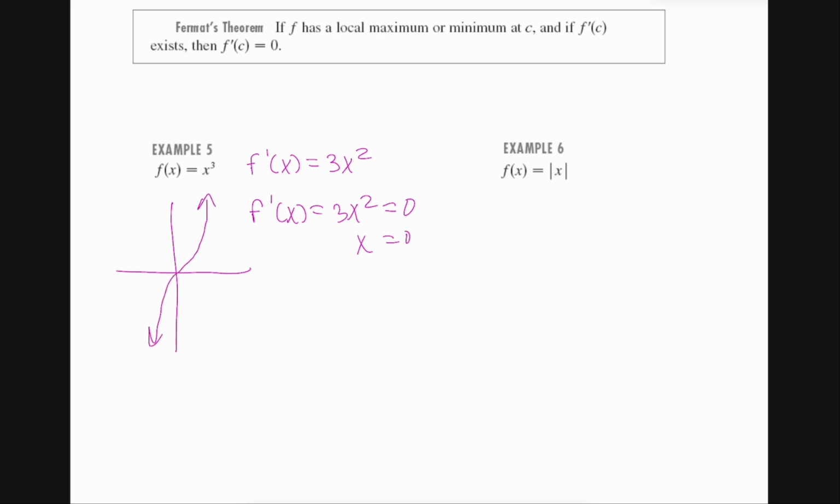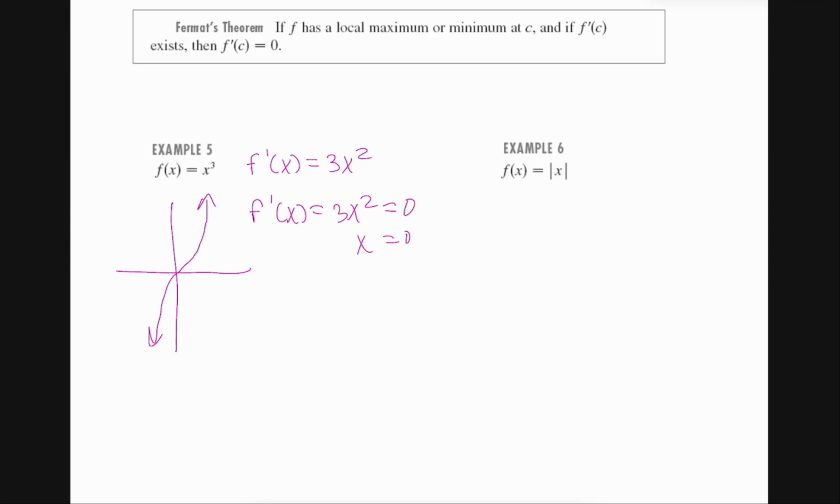So that's the kicker. Now let's take a look at here. Our first derivative equals 3x squared. We know that if we look at that function, yes, the first derivative equals 0 at 0. And if we looked at the graph of that function, it did not have a local min or max there. Fermat's theorem does not say every time you have a derivative that equals 0 that you're going to find a local min or max.